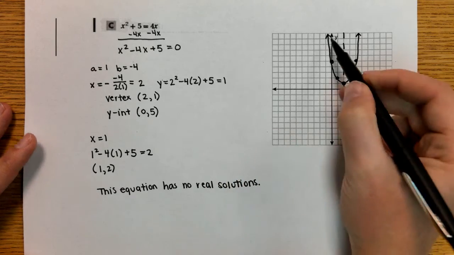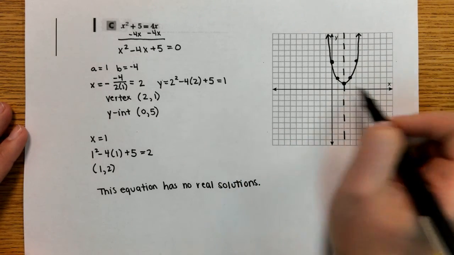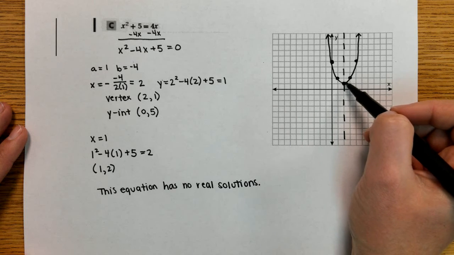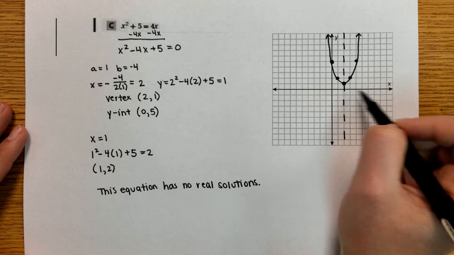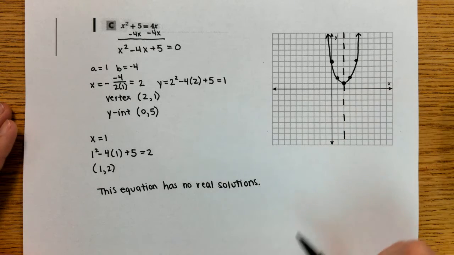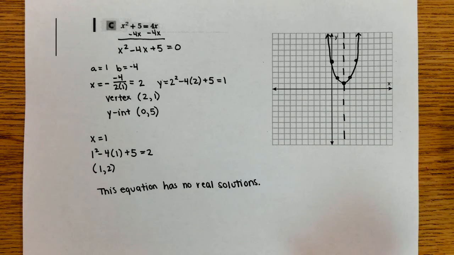So again, this parabola does not cross the x-axis at all. Okay, the vertex is right here, which is above the x-axis. So since this parabola doesn't cross the x-axis, this equation has no real solutions. So example A, we looked where there's 2. Example B, 1 solution. And then C, no real solutions.